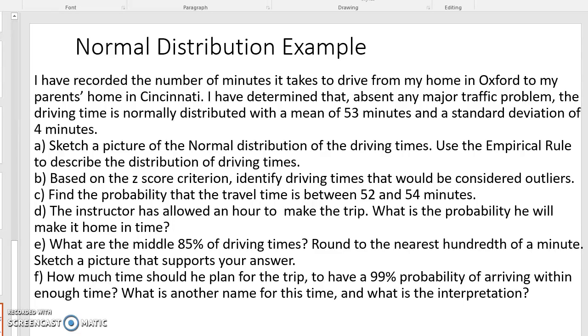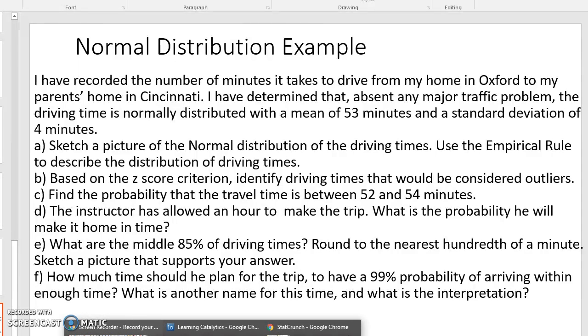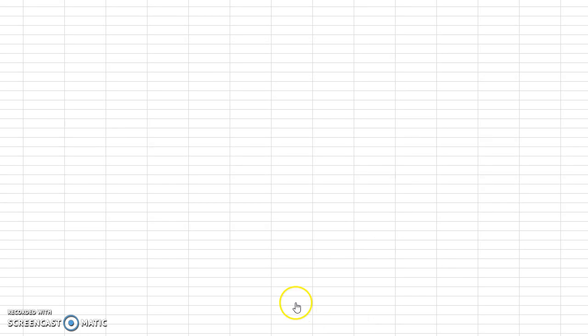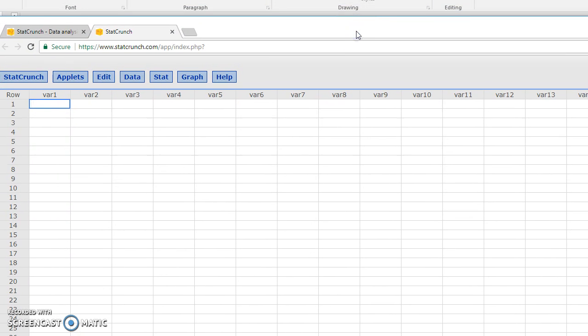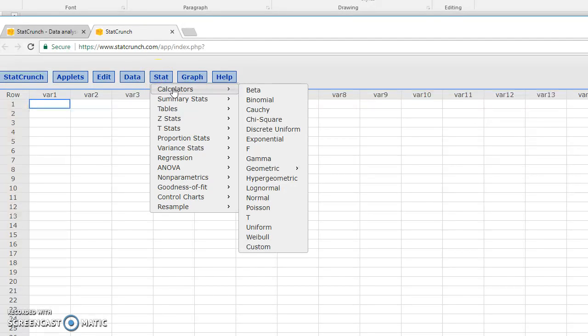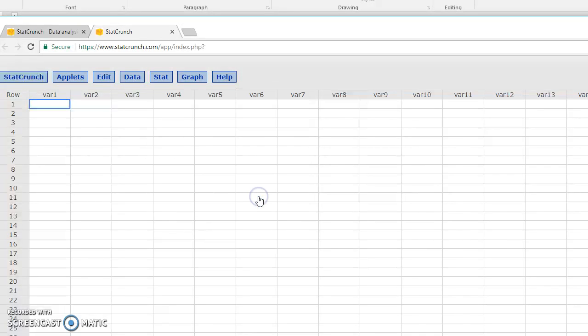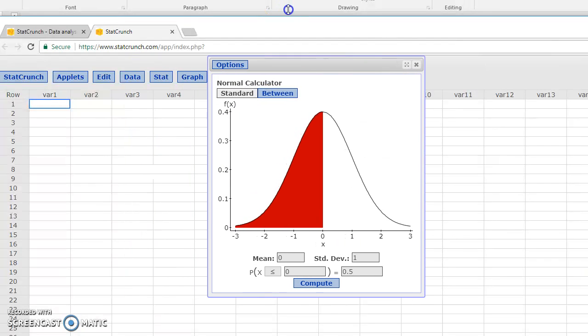Part C, find the probability that the travel time is between 52 and 54 minutes. So I'm going to open the normal calculator in StatCrunch. Here in StatCrunch you can have any worksheet open and go to Stat, Calculators, and then hover over the normal button and click, and the normal calculator should pop up on your screen.